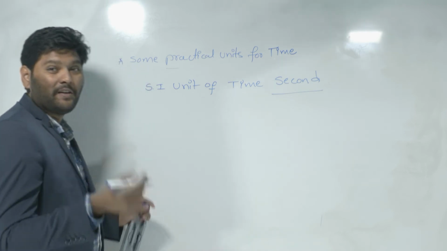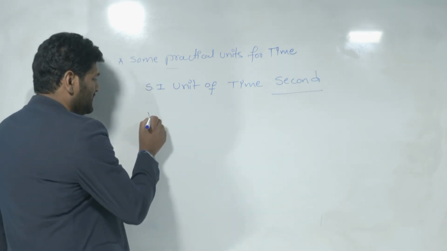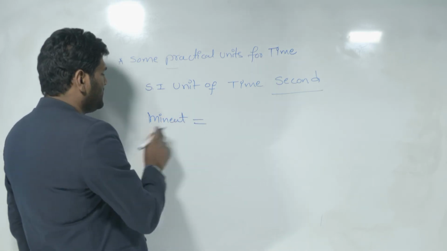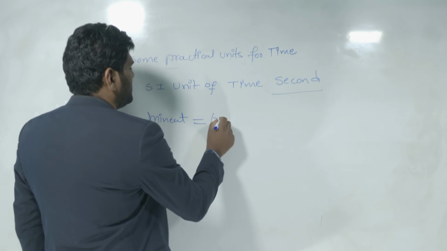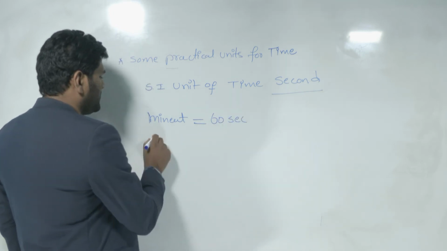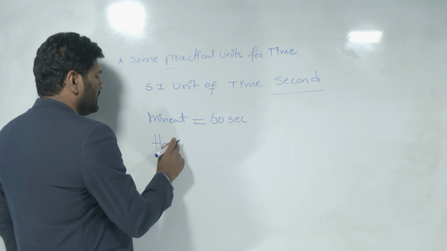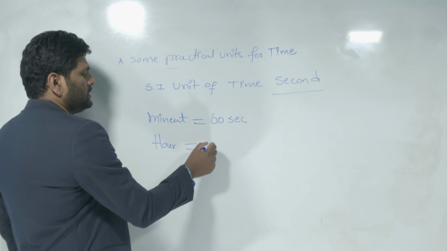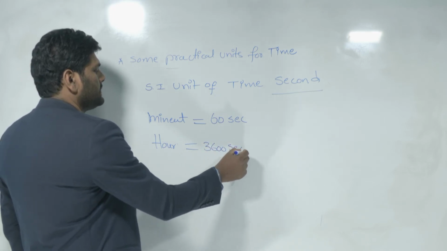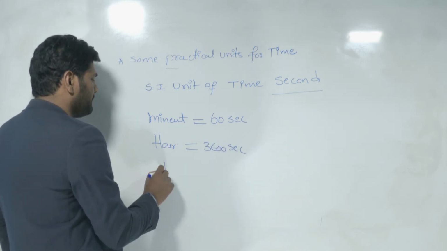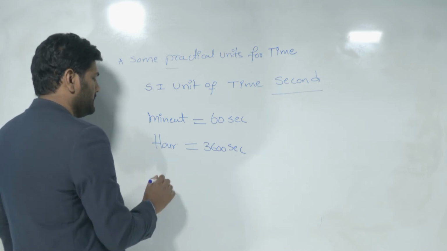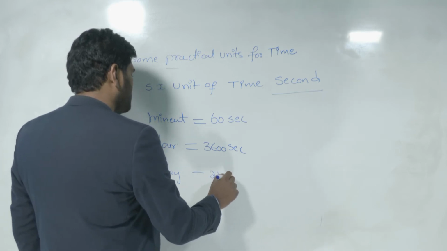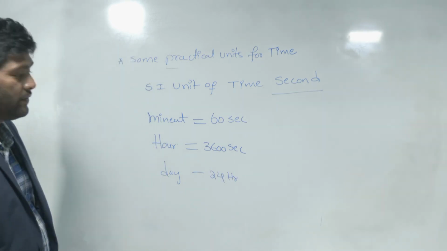The practical unit of time is minute. Here 1 minute is equal to how many seconds? 60 seconds. So next, hours. 1 hour is equal to how many seconds? 3600 seconds. Next, day. A day is equal to how many hours? 24 hours. Approximately you will take it as 24 hours.